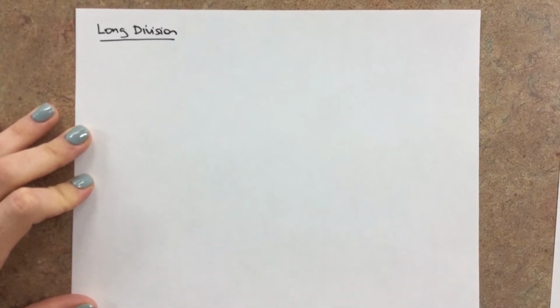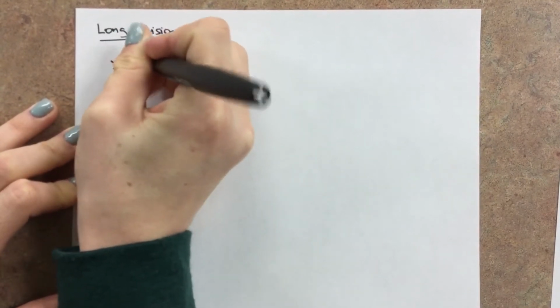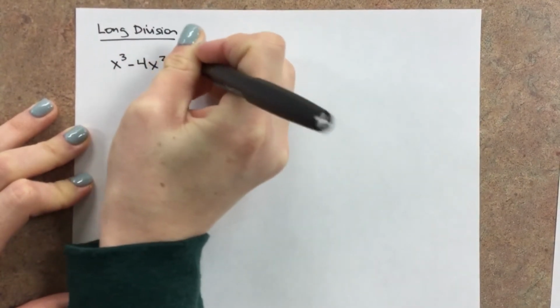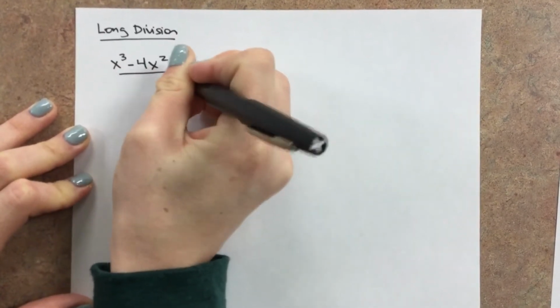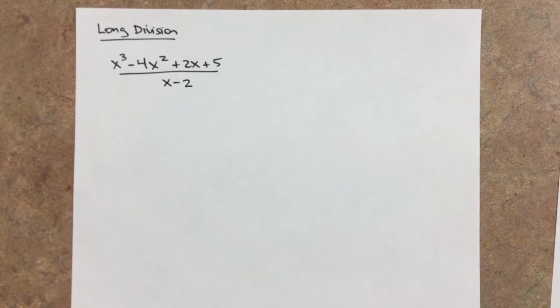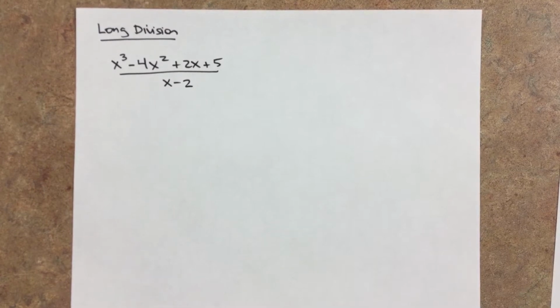All right, long division. We're gonna look at a couple of examples here. x cubed minus 4x squared plus 2x plus 5 over x minus 2. So you guys might be given something like this in the form of an integrand, and it seems like, all right, there's this numerator, there's this denominator, U substitution won't work. So what you do is you do long division.